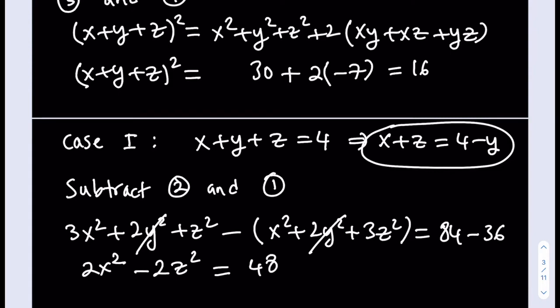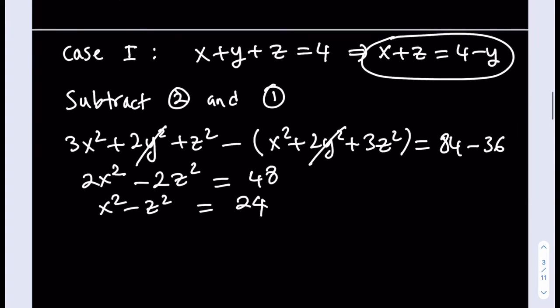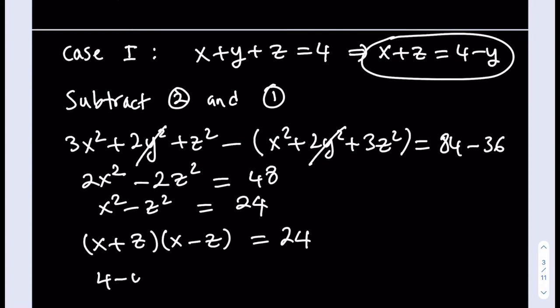If you pull out a 2 there, divide both sides by 2. In other words, we're going to be getting x squared minus z squared being equal to 24. This is why I wanted to isolate x plus z, because now I'm going to factor x squared minus z squared using difference of two squares. Let's go ahead and do that. x plus z multiplied by x minus z is equal to 24. Now, how does this help us? Well, we know that x plus z is equal to 4 minus y. So let's go ahead and replace that.